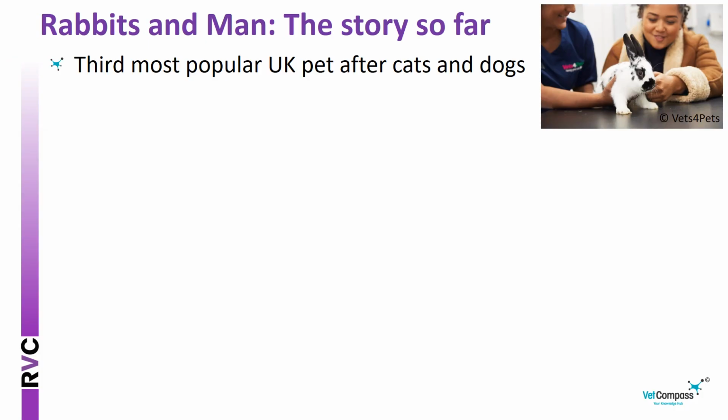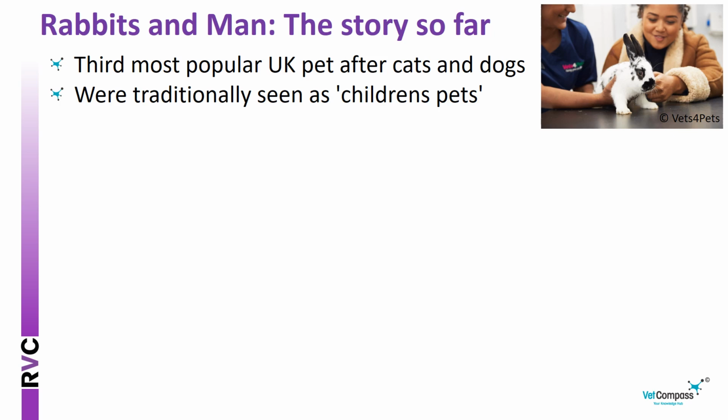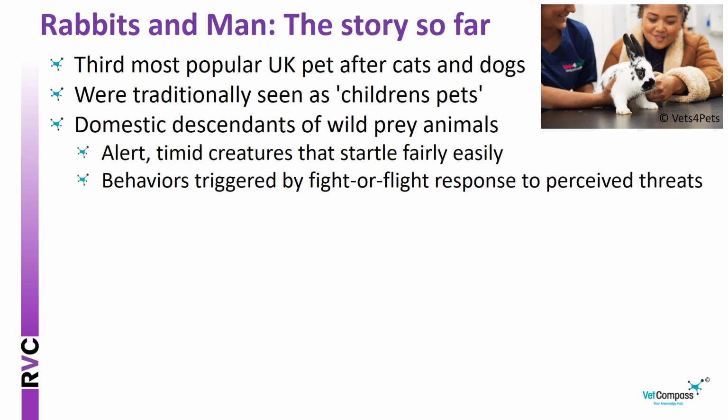The story so far about rabbits. Rabbits are really common in the UK. They're the 3rd most popular UK pet, maybe 1 million rabbits kept here. Traditionally, they're seen as children's pets. And maybe this is where lots of the welfare issues stem from.